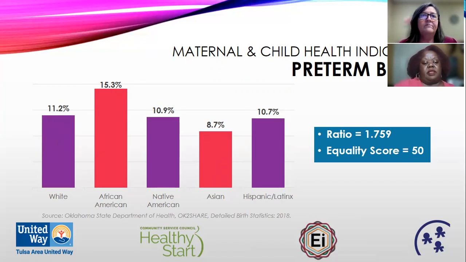So what we see in Healthy Start is that stress is hereditary. It links to inadequate prenatal care, not being fully educated about best practices during pregnancy to prevent preterm births.